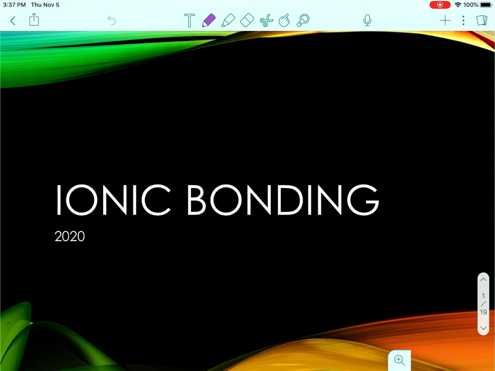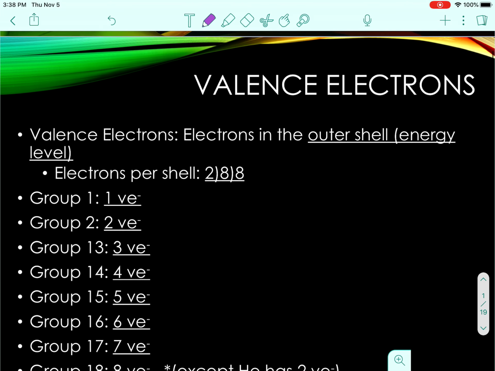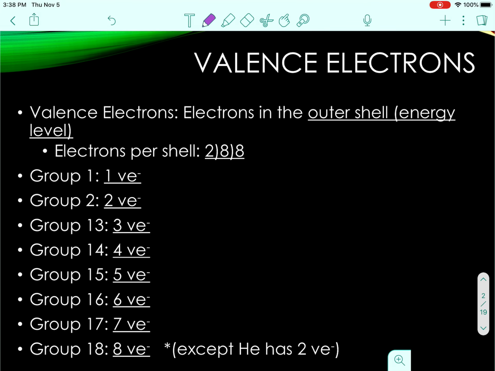So our next unit is going to be where we're going to be taking our atoms, and up until this point we've talked about how electrons and protons are the same. But in this next unit, we're going to talk about how electrons can actually change, and they're no longer going to be the same as the protons. And so we're going to form ions by doing that. So to start talking about ions, we need to first review a little bit about valence electrons.